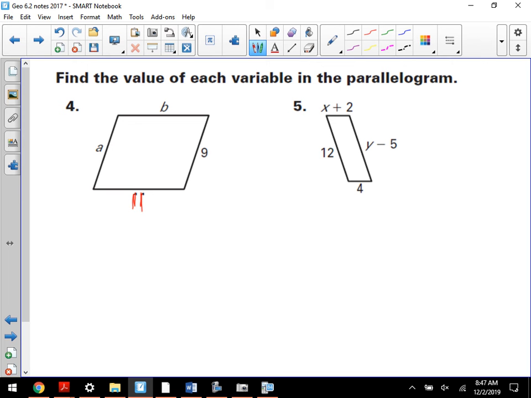When I'm dealing with algebra stuff, are we really dealing with any parallel here? Parallel gets us to angles here, but when I'm dealing with sides, it's just a matter of setting it up. So, deep breath.